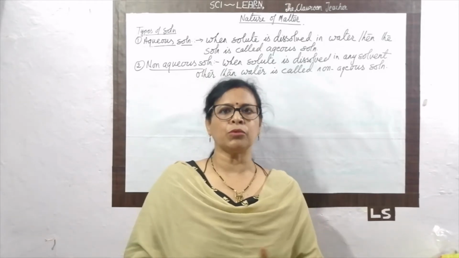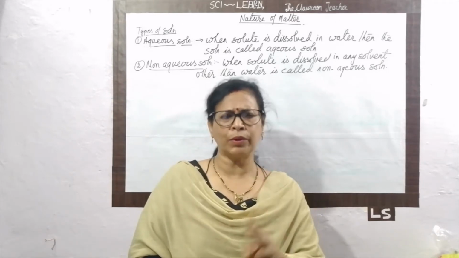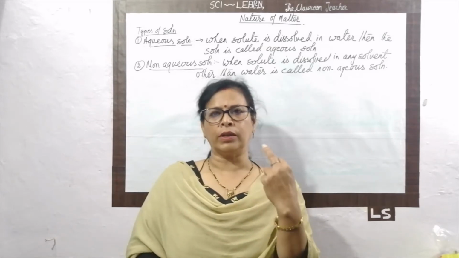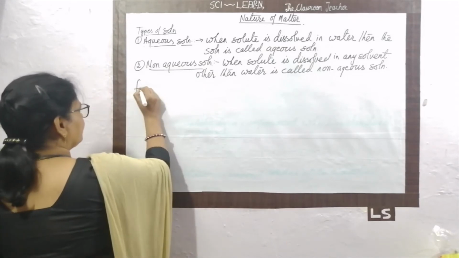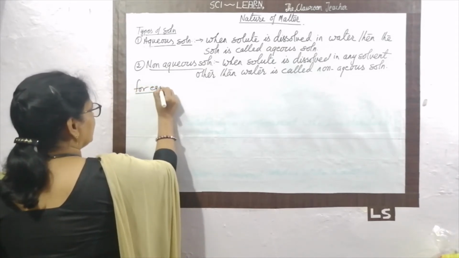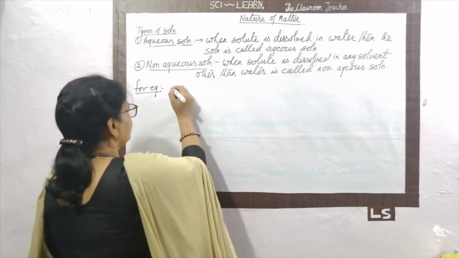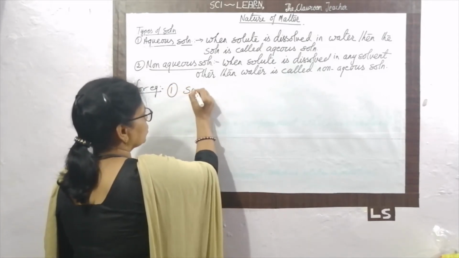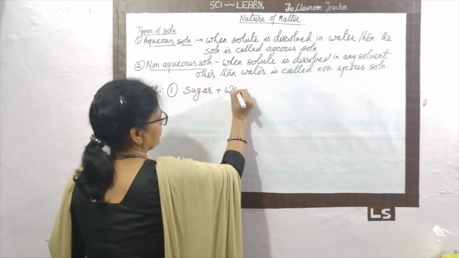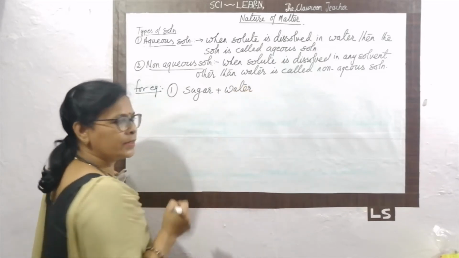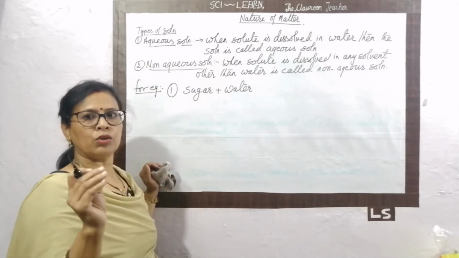There are various examples of this. We have only two components, one is the solute and one is the solvent. And there are lots of examples of this. For example, we categorize in terms of solute and solvent also. First is the sugar solution. What is sugar solution? Sugar plus water. It means it is aqueous in nature. What do we call it? Sugar solution.